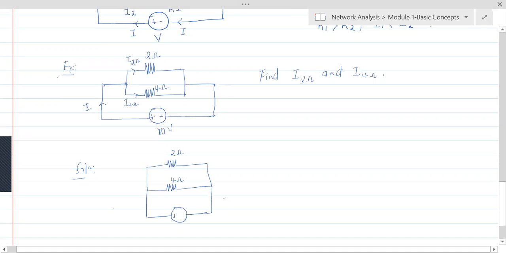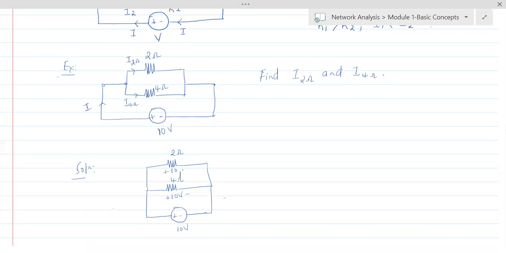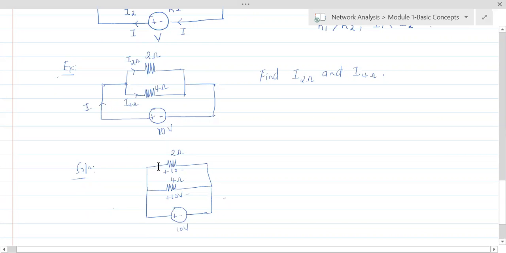This is 2 ohms, this is 4 ohms, and this is plus minus. If 10 volts is applied here, the same 10 volts would come across this also, because it is connected in parallel with this. Everybody should understand this. 10 volts is coming in parallel with both the resistors, so this is also 10 volts.